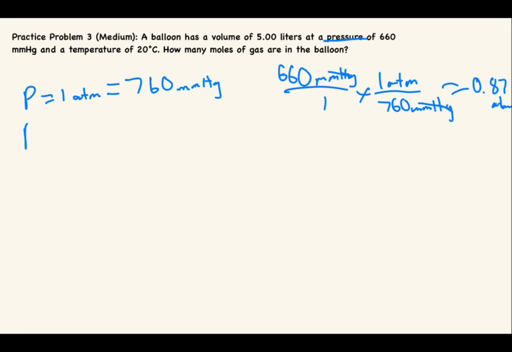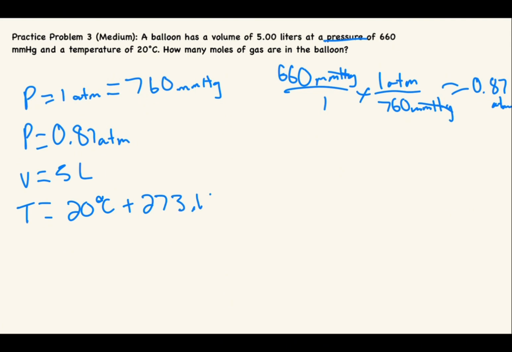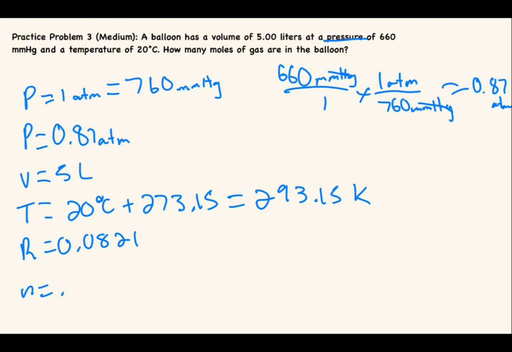Now we have our pressure. So our pressure is going to be 0.87 atm. Our volume is going to be 5 liters. Our temperature is in Celsius, so it'll be 20 degrees Celsius plus 273.15, giving us a value of 293.15 Kelvin. And then our R constant is going to be 0.0821. And then now we need to solve for N. So that is what we're looking for.